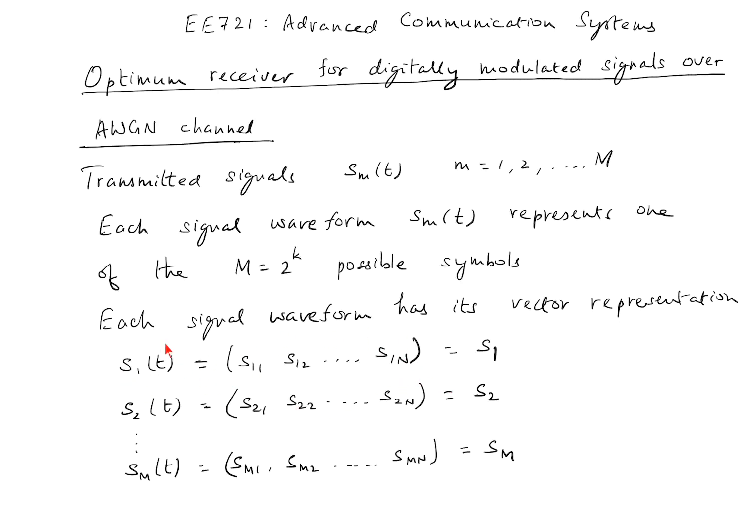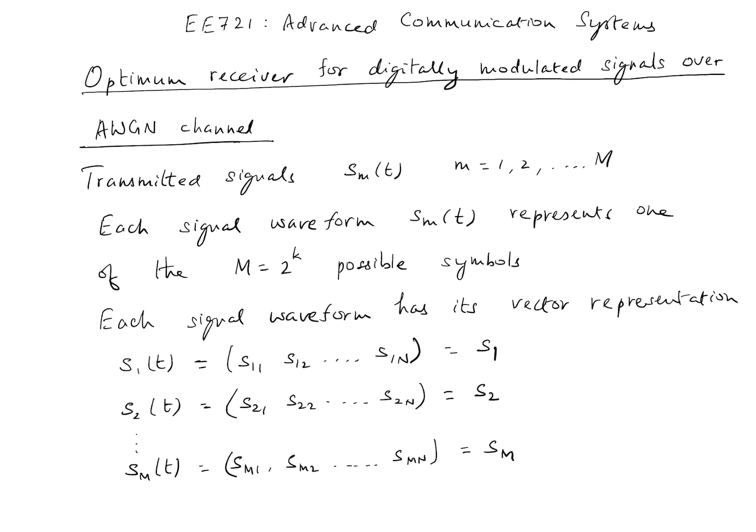So each waveform S1 of t, S2 of t, and so on can be represented as a vector of length n, and that vector we denote simply as Sm. For S1 of t, the corresponding vector is S1. For S2 of t, the corresponding vector is S2, and each of these vectors is of length n. What are the elements of these vectors? These elements represent the projections of the signal onto the n basis functions.